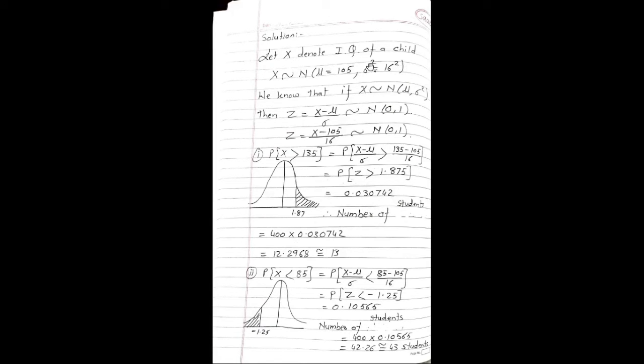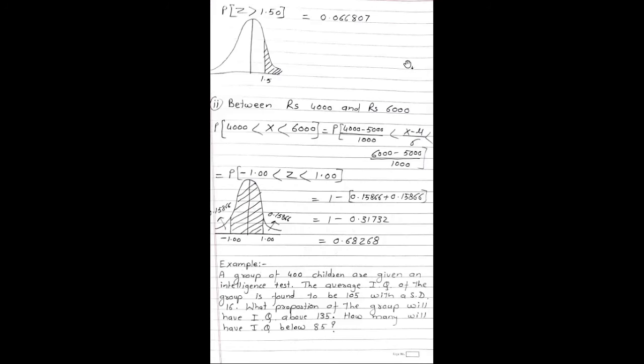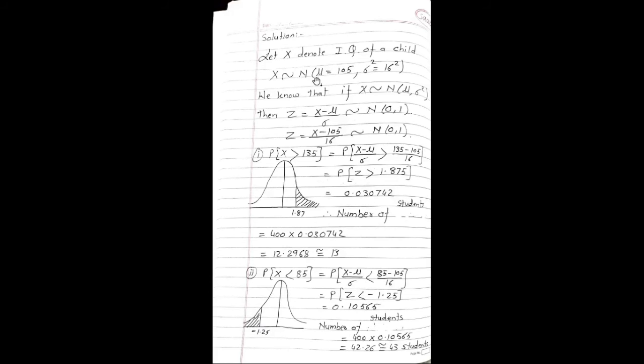First step is to define x. Let x denote the IQ of a child. Second step is to recognize the parameters mu and sigma square. So x follows normal distribution with mean 105 and sigma square equal to 16 square, because the average IQ is given as 105 and the standard deviation is 16. So the parameters we have to recognize are mu equal to 105 and sigma square equal to 16 square.